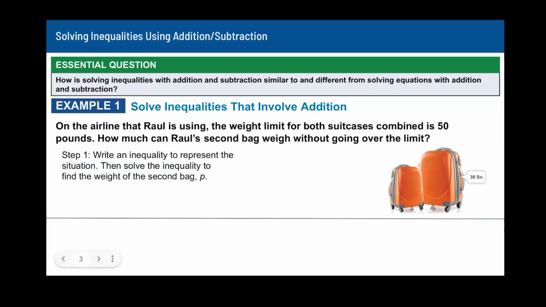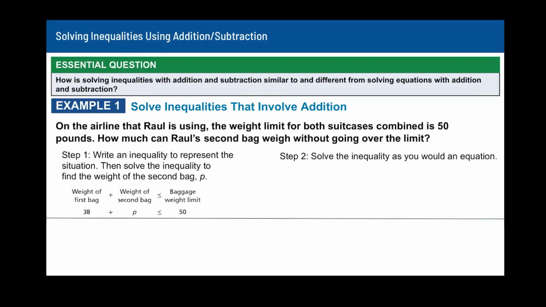So the first step we want to do is write an inequality to represent the situation. Then we'll solve it to find the weight of the second bag. We know that the weight of the first bag plus the weight of the second bag has to be less than or equal to the weight limit, which is 50. So when we go to write our inequality, the weight of the first bag is 38. We'll use P to represent the weight of the second bag, and the baggage weight limit is 50. So we have 38 plus P is less than or equal to 50.